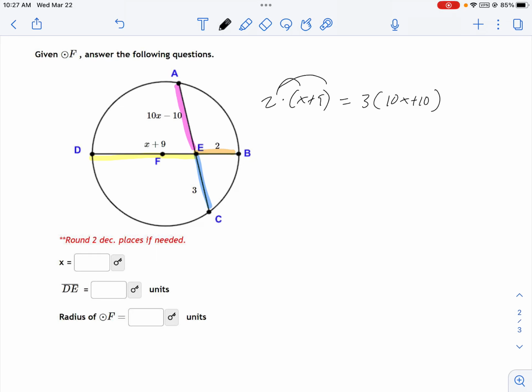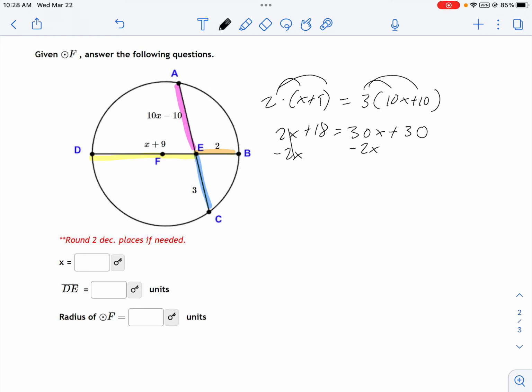Let's start solving. So let's undo these parentheses and distribute those numbers out. We get 2x plus 18 equals, distribute the 3, 30x plus 30. Now your goal is to solve for x. We have two x terms, the 2x and the 30x. Combine them, get all of your x's together. So I'm going to subtract 2x from both sides.